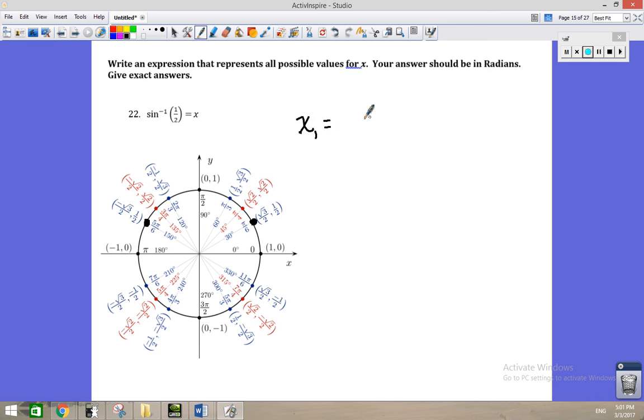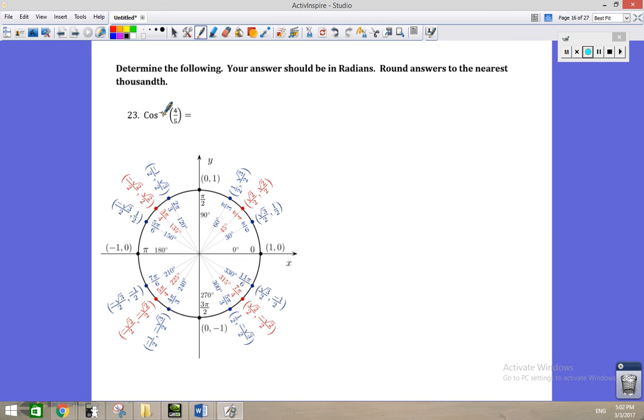So if I take pi over 6 and add 2 pi in, I'm going to write 2 pi as 12 pi over 6 n. So that describes infinitely many solutions that satisfy this equation, and they're all related to this point and its coterminal angles. And let's go over here to this other point, 5 pi over 6 plus 12 pi over 6 n. So those are our 2 equations that describe the infinitely many solutions. It said all possible for this equation.